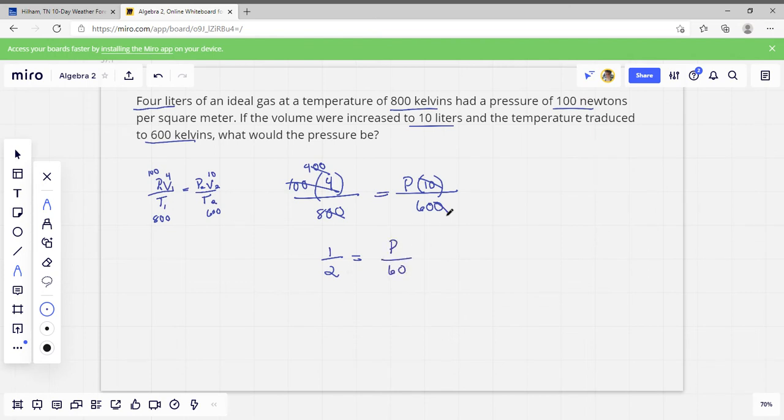Alright, now to answer this, all we have to do is cross multiply. So I'm going to have 2P equals 1 times 60, which is 60. Divide by 2, and I get P equals 30. Alright, pretty easy. You just have to know how to set up the equation.